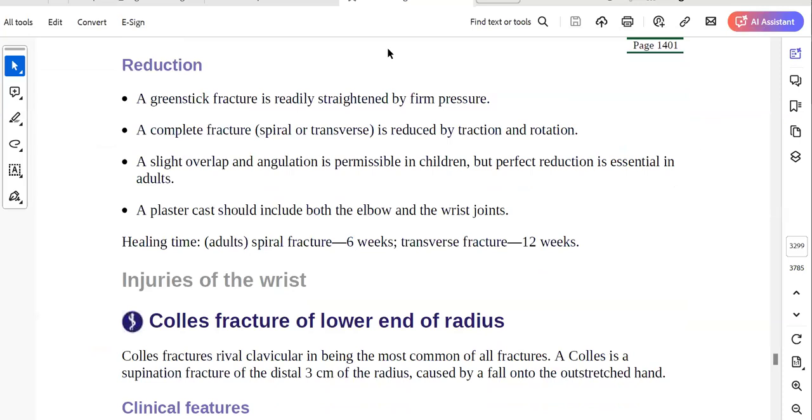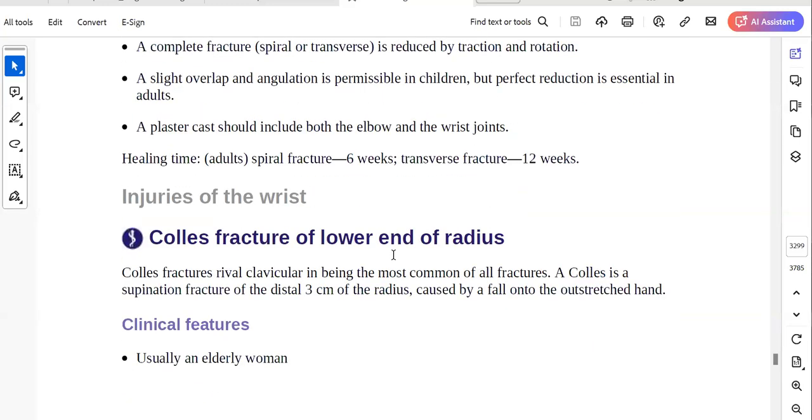And what is the healing time of it? For patients with spiral fracture, 6 weeks, and for transverse fracture, 12 weeks for radius and ulna.